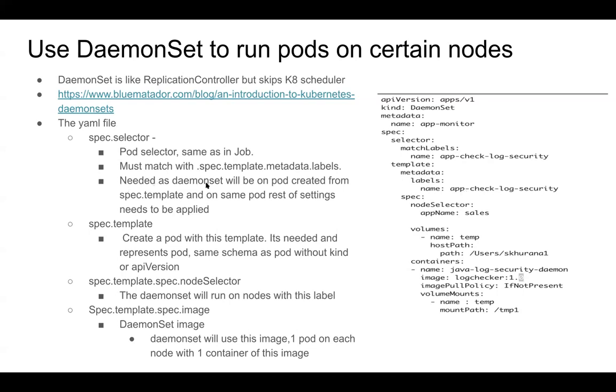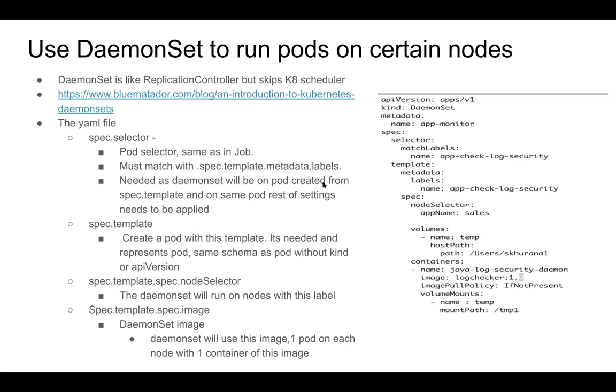This is needed so that the daemon set applies to the pod created from the spec template, and the rest of the settings are applied on that same pod. Even if you give the node selector, that node might have more than one pod running there. So you want to apply this only to the pods on the same node which has these labels.